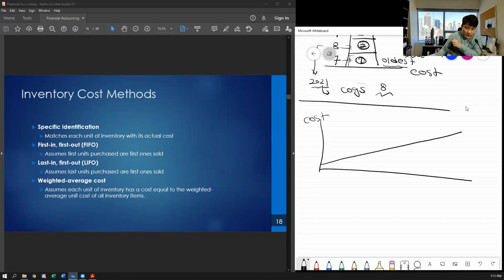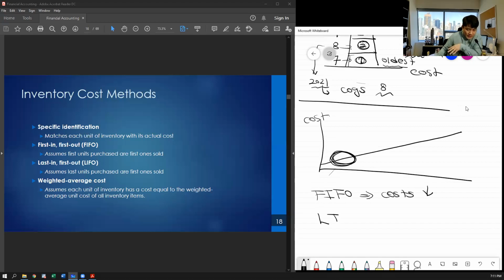So if the company adopts this FIFO approach, first in, first out, what that means is that the cost of goods sold will be centered around here. You're going to be using older items. So the cost of goods sold will be relatively lower compared to other companies.